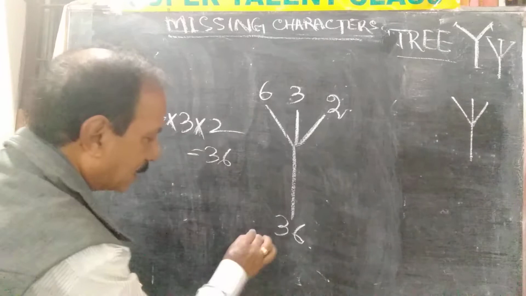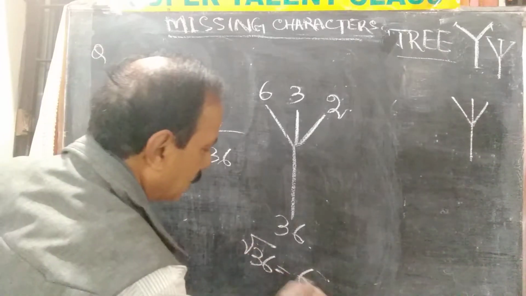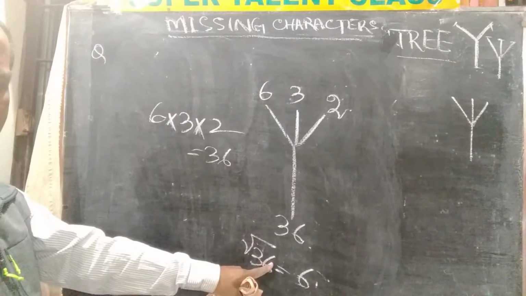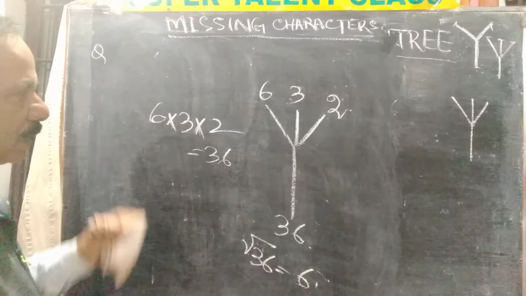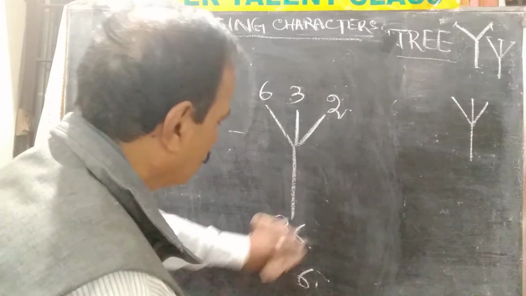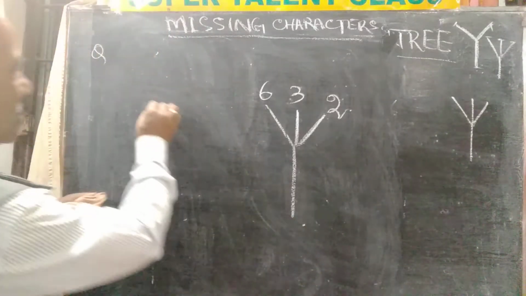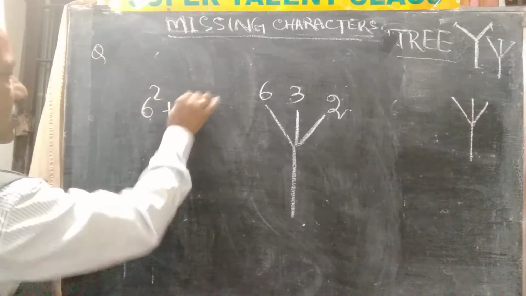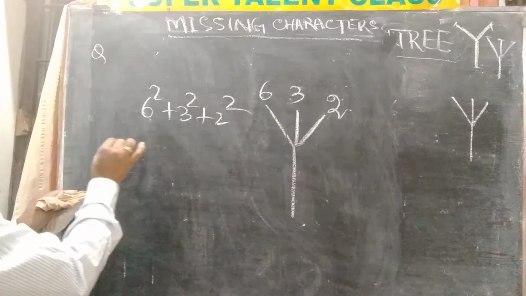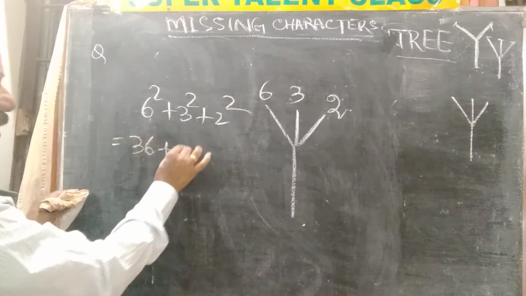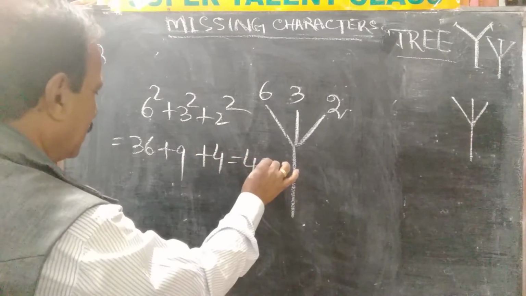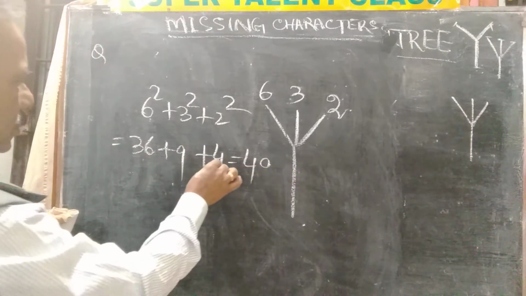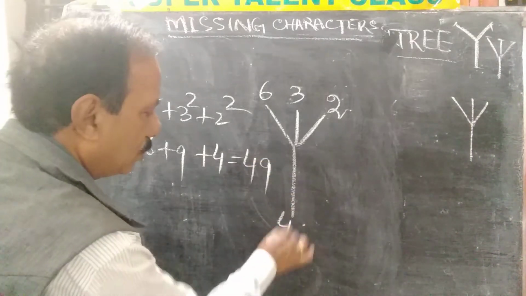Can 36 also come in another way? 36 root 6 is also possible. Look, it has changed; the logic of 6 into 3 into 2 has changed. Then if this is the question also, sometimes you can get 6 square plus 3 square plus 2 square. Look, that is 36 plus 9, 45 plus 4, that is 49. So 49.